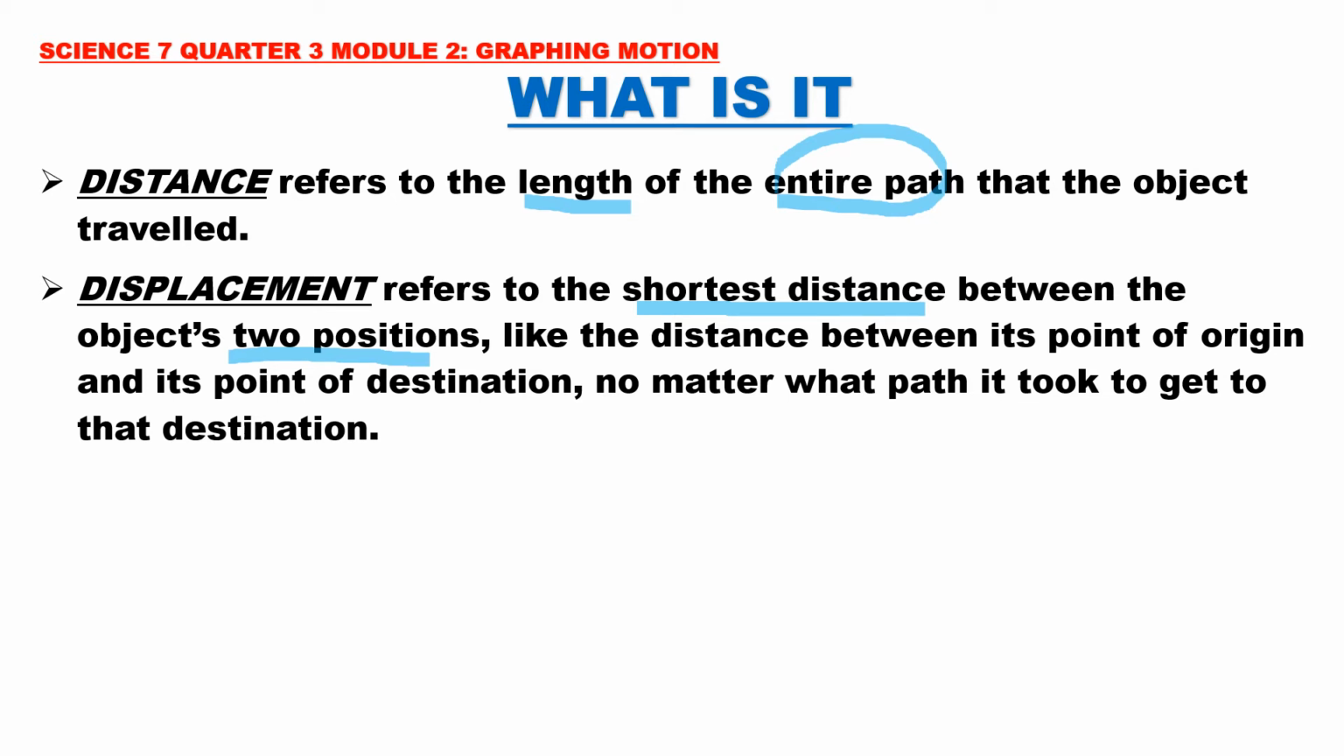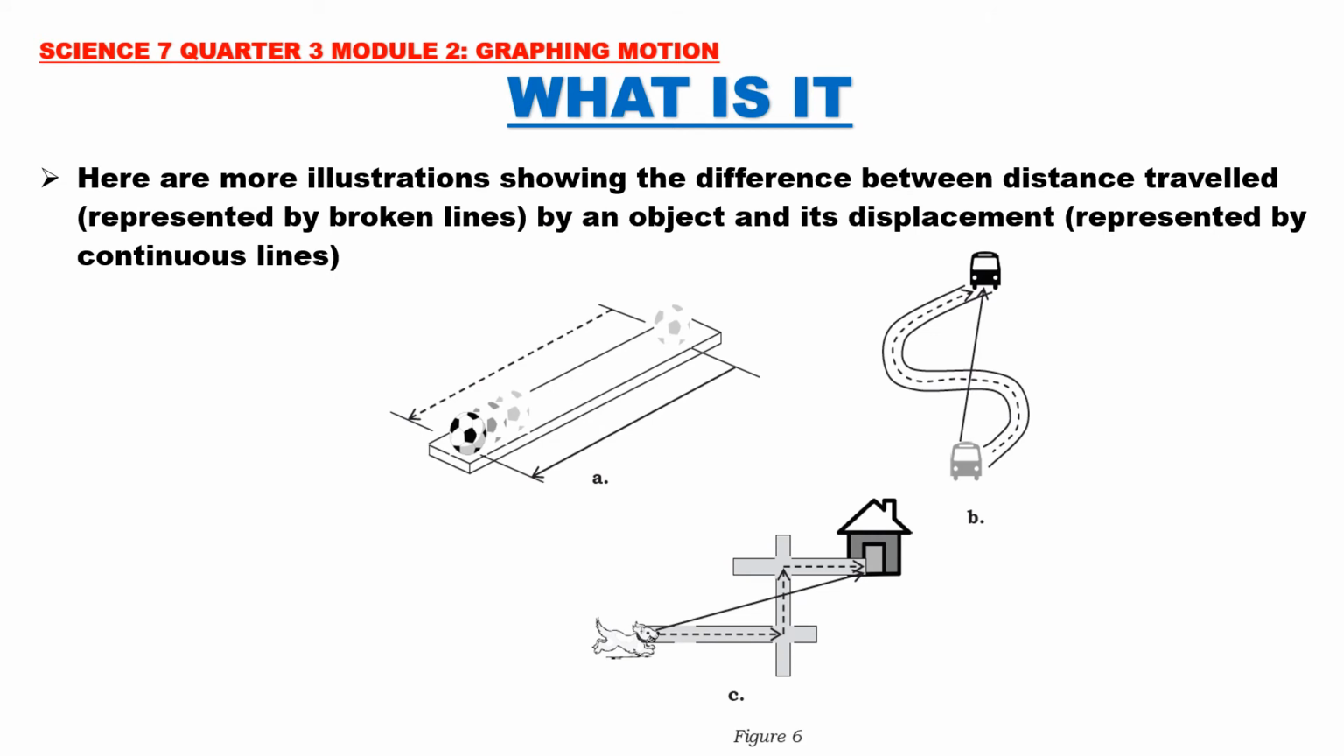So, yung two position na to, ang sinasabi dito ay yung tinatawag na point of origin, yung starting position, and its point of destination, yung pinaka final position niya, no matter what path it took to get to that destination. So, here are more illustrations showing the difference between distance traveled.